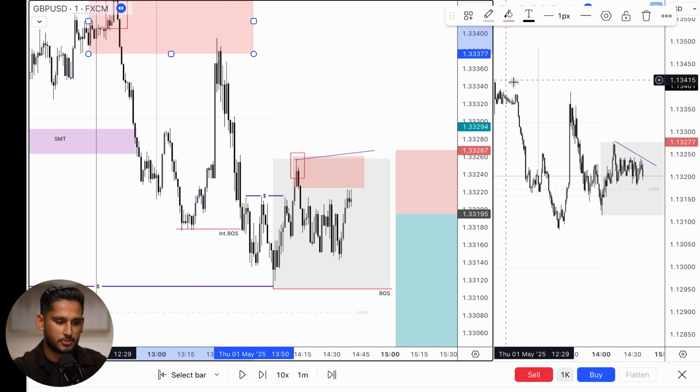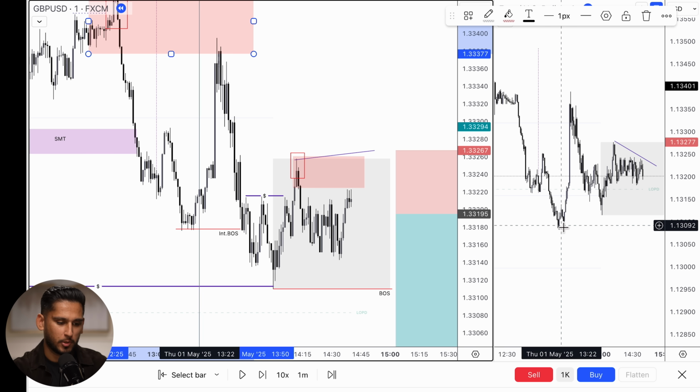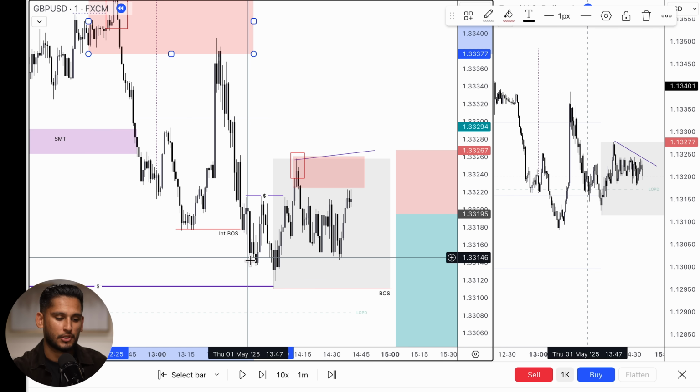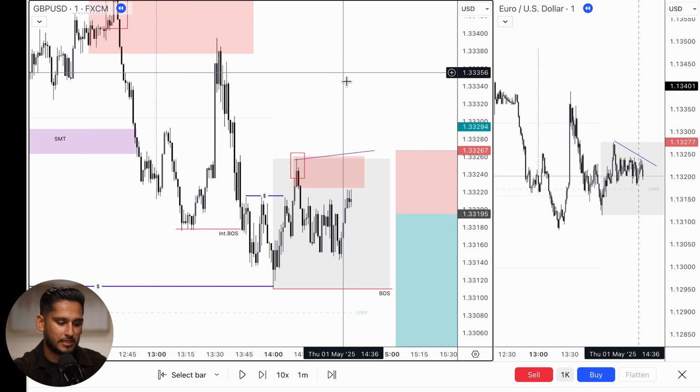Price is coming to this supply zone, which is a supply zone over here. We've made a lower low over here, which is a lower low down here. So we can see a lot of things are aligning. But I'm looking for an entry now, so I need to read the picture.